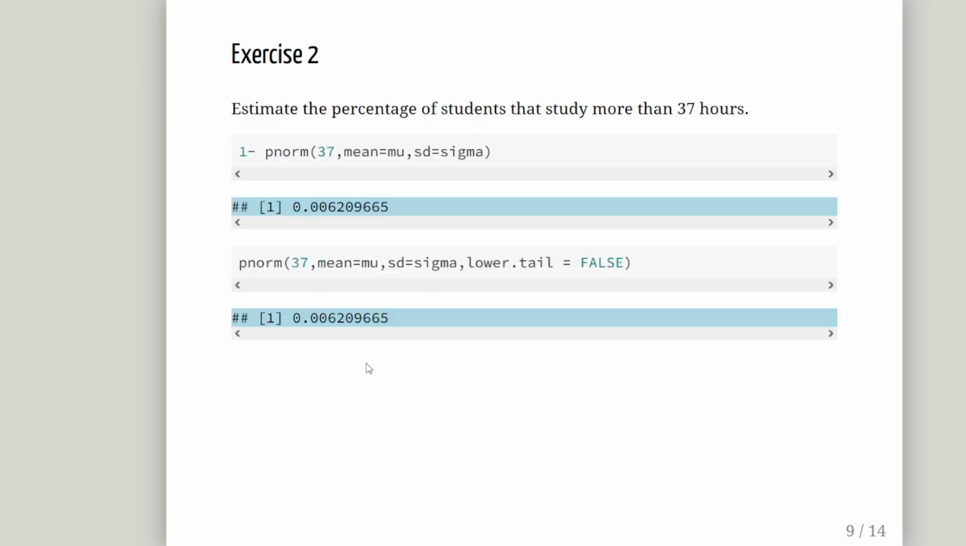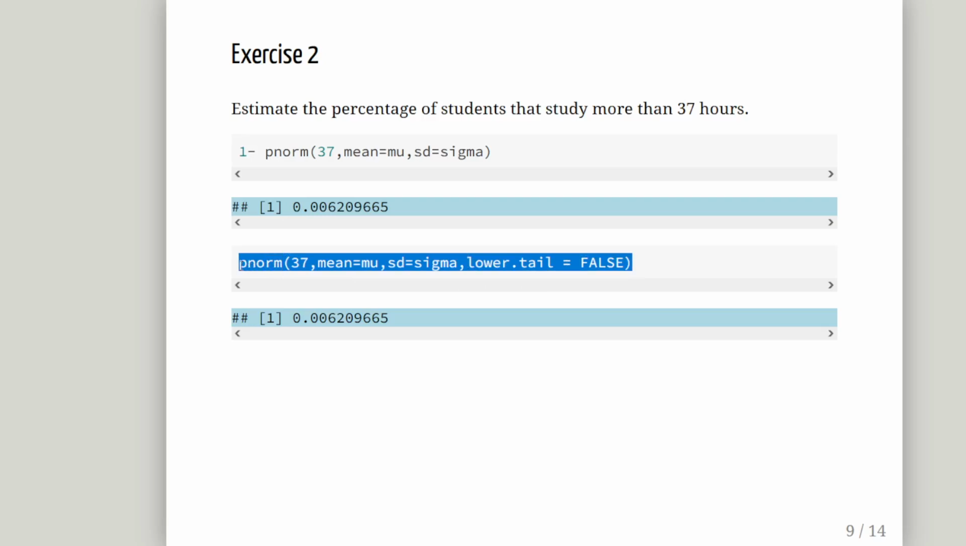The second question is, estimate the percentage of students that study more than 37 hours a week. There are two ways we could do it. We could go 1 minus pnorm, that is 1 minus the cumulative distribution function, 37, mean equals mu, standard deviation equals sigma, just like we've done before. But here we're getting the upper tail value, the complement essentially. So 1 minus gives us 0.00620966565. We can also use an alternative approach, lower.tail equals FALSE, which is to say the upper tail, and that gives us the same probability value.